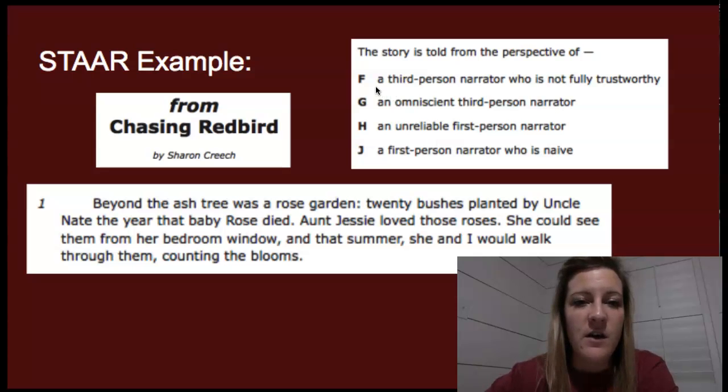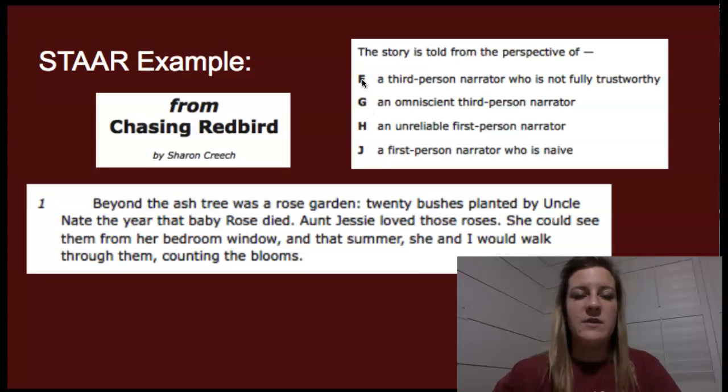So F, a third person narrator who is not fully trustworthy. So the third person pronouns are he and she. We do see that here, but we already determined that this is not the person telling the story. So F is not the correct answer.